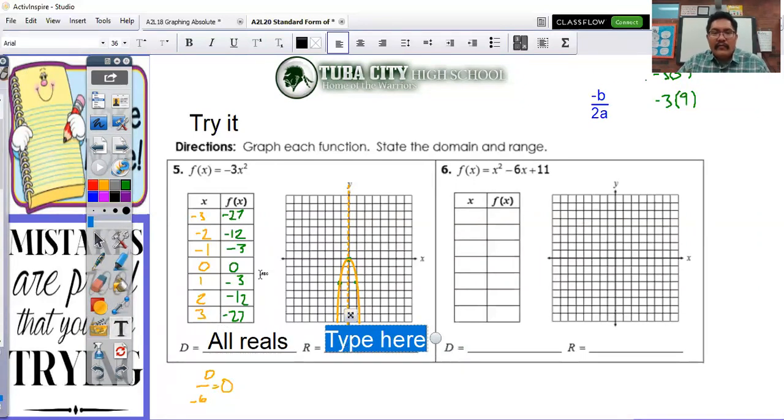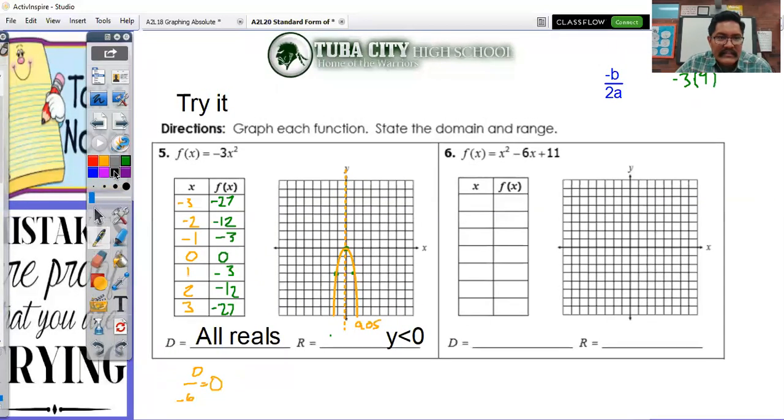Now for the range, we're looking at this column of green numbers, and in this column of green numbers, you notice that the numbers start from -27, go up, -12, -3, and it gets to 0, and then it goes back down. So we cannot pick any numbers higher than 0. So we can only pick y values that are less than 0. Now in this case, we can pick 0 itself. So there will be an or equal to in this case.